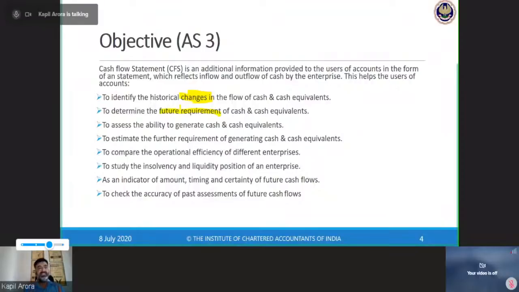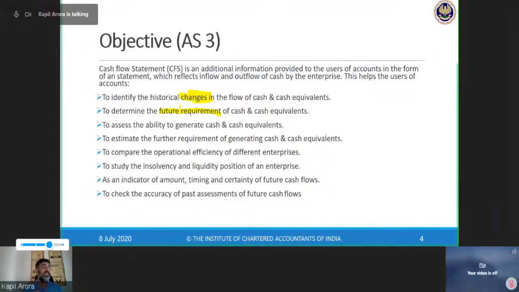To run the business, maybe your customer is buying goods on credit, giving you lots and lots of profit. But if they are not paying you on time, so much of profit will never help you to run the business, because your employees would need salary in cash or bank, because your vendors would need cash or bank to make the payment, right?